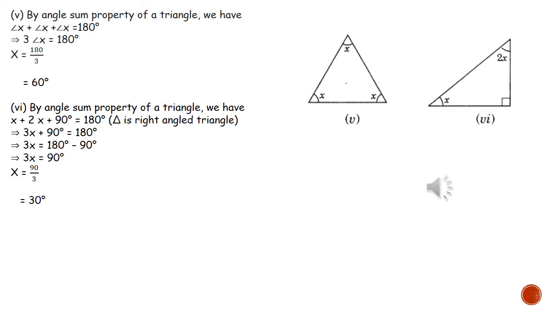In the sixth part, it's a right angle triangle. The other two angles are x and 2x. So we can say x plus 2x plus 90 is equal to 180 degree. That means 3x plus 90 is equal to 180 degree. 3x is equal to 180 minus 90. So 3x is equal to 90 and x is equal to 90 by 3, that is 30 degree.